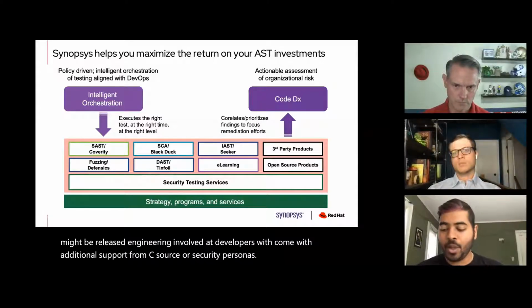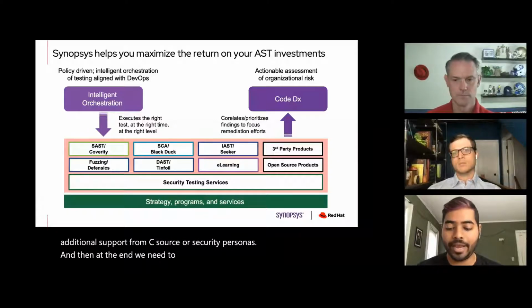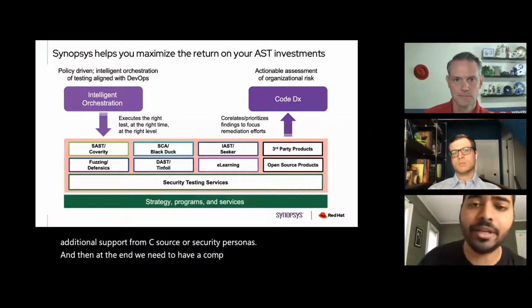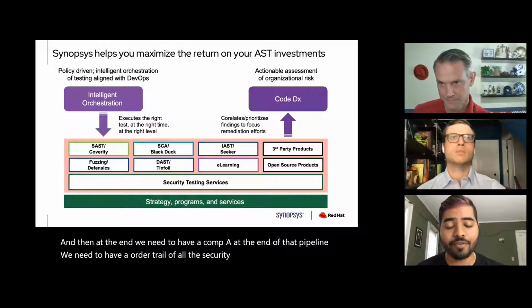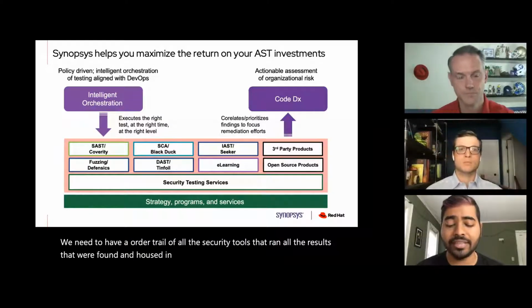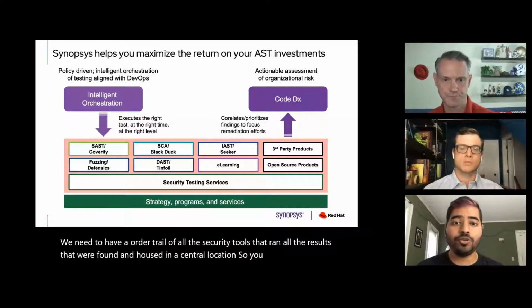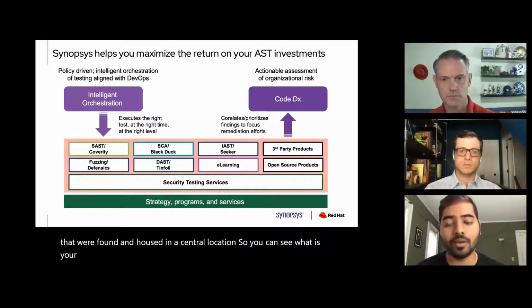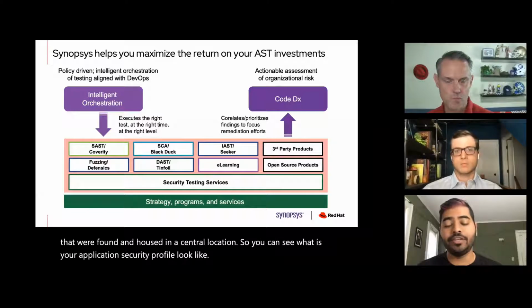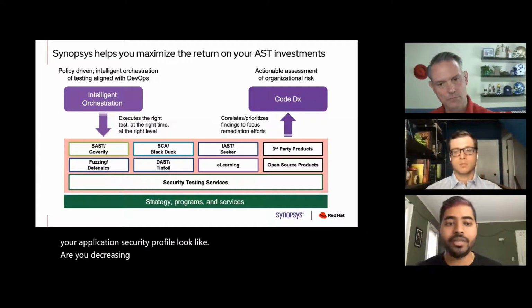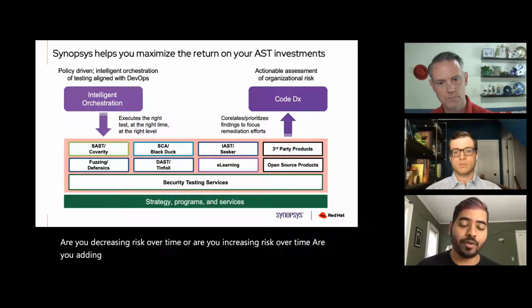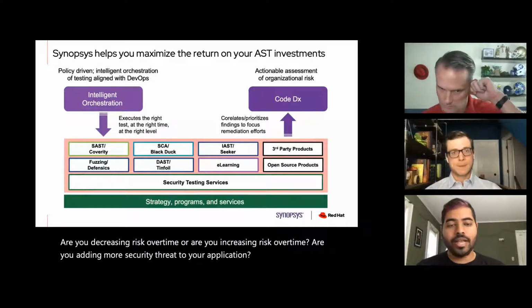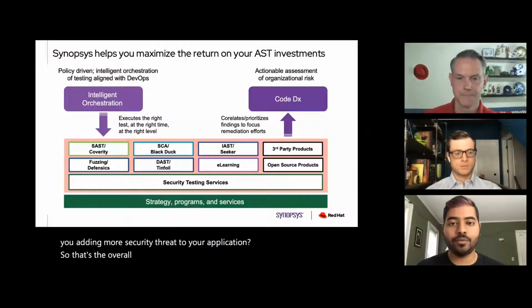And then at the end of that pipeline, we need to have an audit trail of all the security tools that ran, all the results that were found, and housed in a central location, so you can see what your application security profile looks like. Are you decreasing risk over time, or are you increasing risk over time? Are you adding more security threat to your application? So that's the overall narration of what I have for you here.